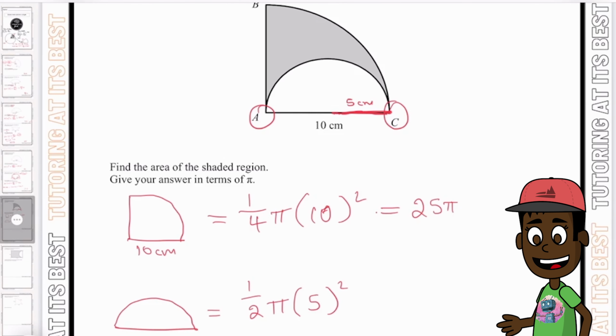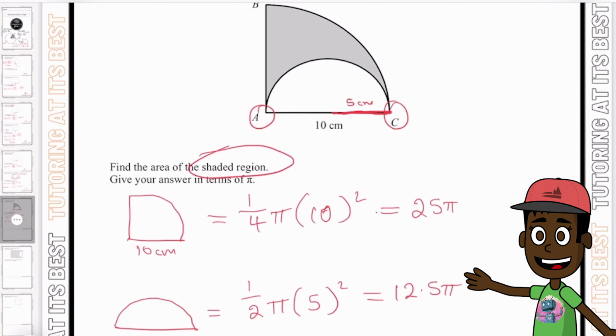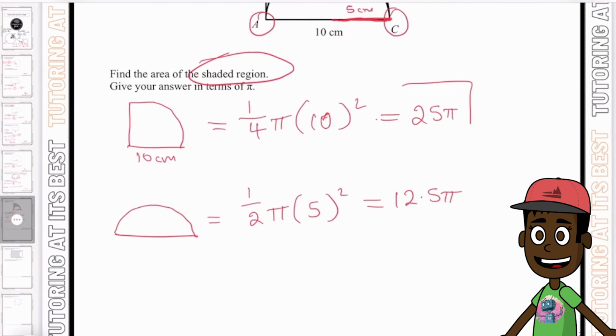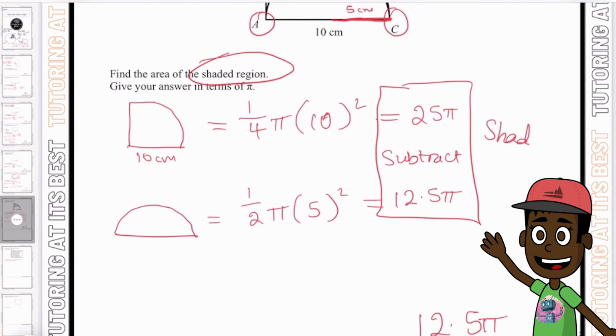So let's go ahead and calculate the area of the quarter of the circle, which then can be equated to 25 pi. And that is because we have 10 squared, which is 100, and a quarter of 100 is 25. We then need to go ahead and calculate the area of this semicircle, which again is going to be a half pi r squared. And again, our radius is going to be 5 here. So we know 5 squared is 25, and a half of 25 is 12.5 pi. So now we've gone ahead and done that.